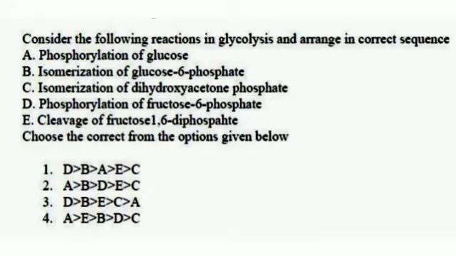Consider the following reactions in glycolysis and arrange them in correct sequence. Choose the correct one from the options given below. The right one is option 2. That is, first comes phosphorylation of glucose, then isomerization of glucose 6-phosphate, then comes phosphorylation of fructose 6-phosphate, next cleavage of fructose 1,6-diphosphate, and at last isomerization of dihydroxyacetone phosphate. So the right one is option 2.